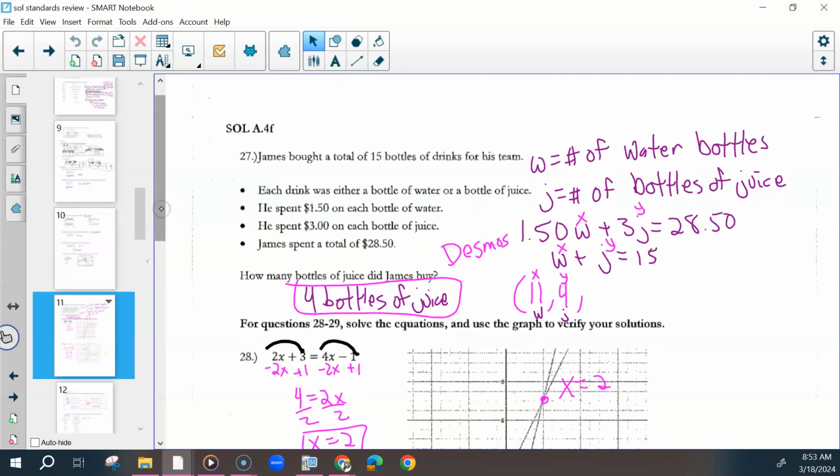For SOL A.4c-5d, that was your systems word problems. So you had to set up a word problem, define your two variables. You were using Desmos, change all your variables to x. So 1.5x plus 3y equals 28.5, and x plus y equals 15. You could put those two into Desmos, find where they cross at 11.4, and then use that to answer your question. Figure out which one you're looking for, and the answer would be 4 bottles of juice.